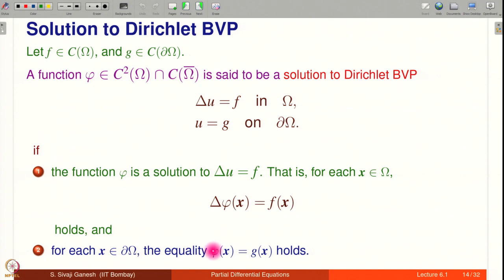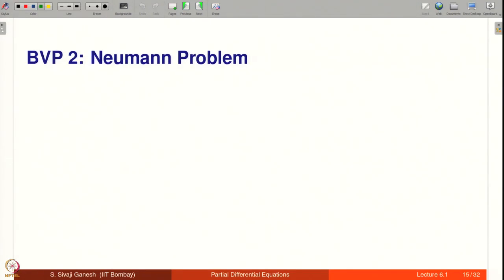Okay. If phi is continuous up to boundary, that is C of omega bar, then values of phi for points x which are on the boundary is meaningful, and asking that it is equal to g of x is meaningful. So, that is the reason why we have to put these spaces naturally.